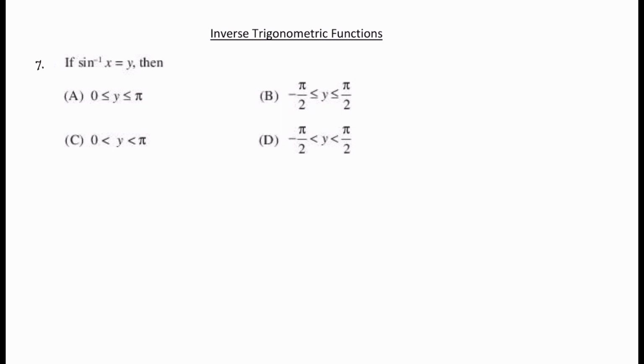We know that sine inverse principal value branch is closed interval minus pi by 2 to plus pi by 2. So y should be less than or equal to pi by 2, greater than or equal to minus pi by 2, including minus pi by 2 and plus pi by 2. B option is the correct answer.